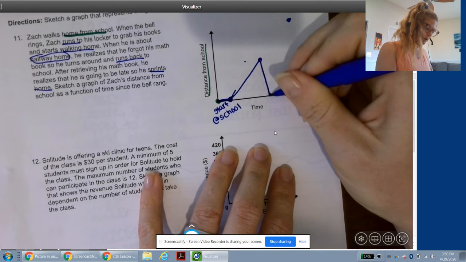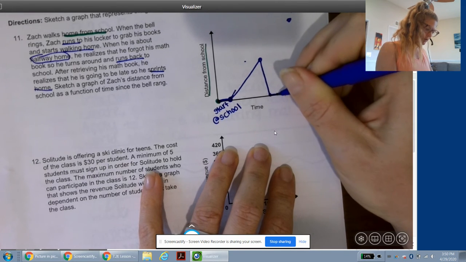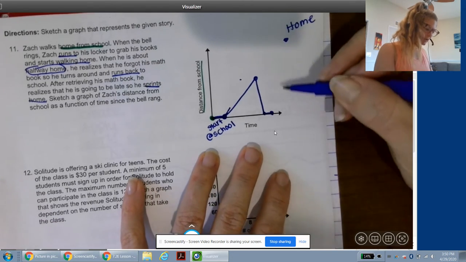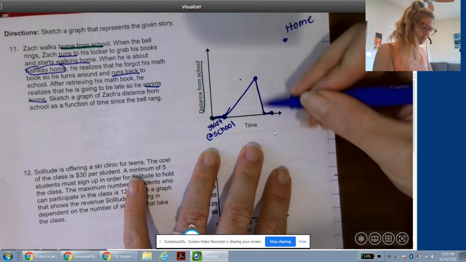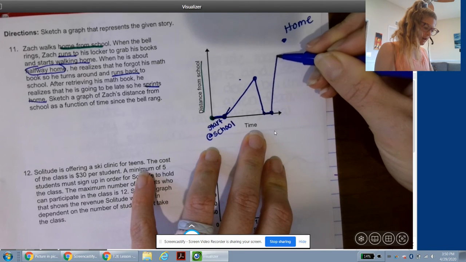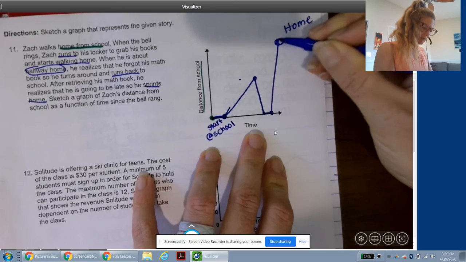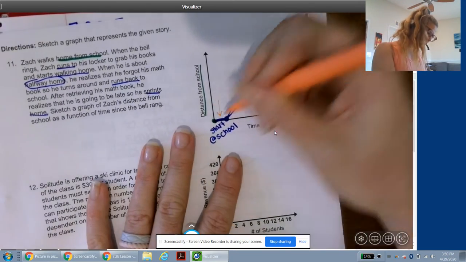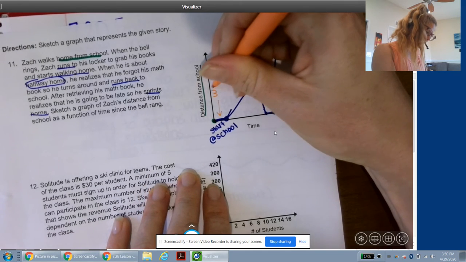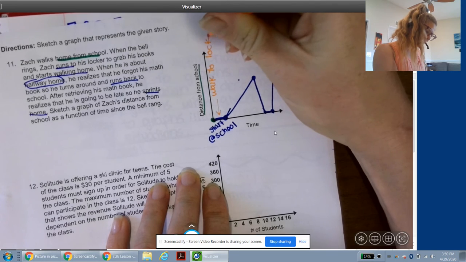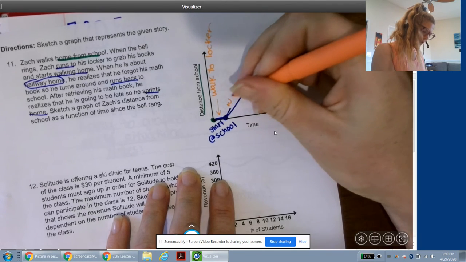And then you go to your locker, you retrieve your math book. It took you a little bit while you're at school. And then you're going to sprint home. So it has to be faster than a run. So I'm going to go super fast. Let's make this dot bigger. Home. So let's see. So we're going to walk to locker. Walk to locker, still at school. Walk home.